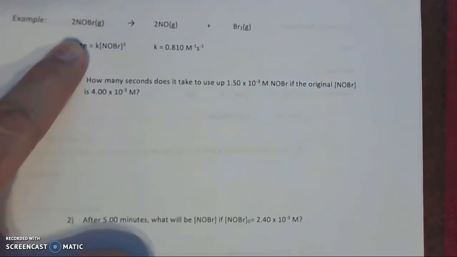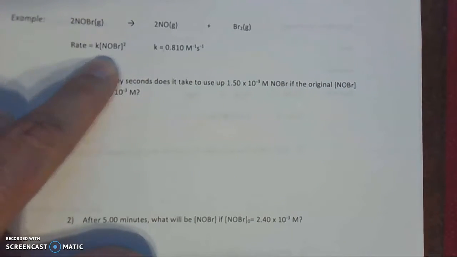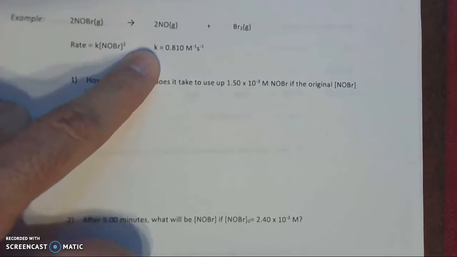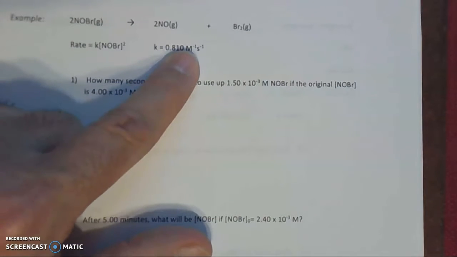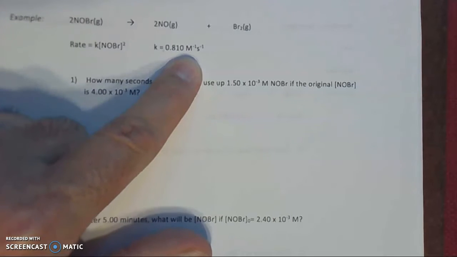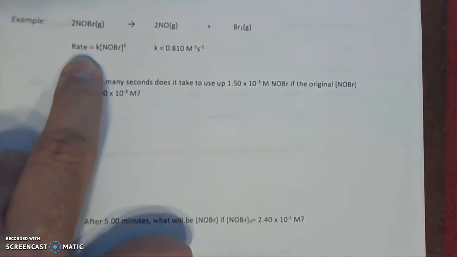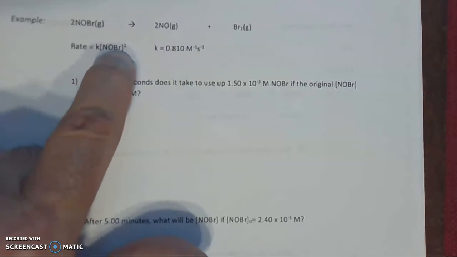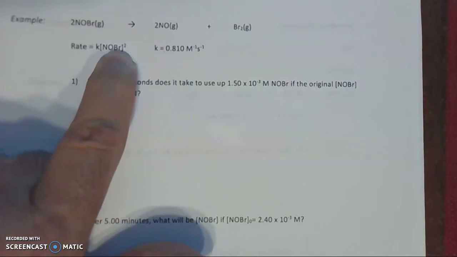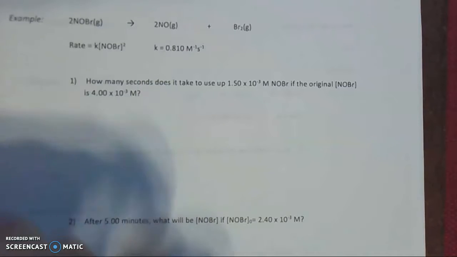Here we're given a rate equation, the rate law right here, and we're given a k value. If we look at the k value, it looks different from our first order. We still have seconds to the minus first, but now we have molar to the minus first. There's going to be a clue there coming up. We know that this is second order because of that little 2 exponent right there, which tells us that NOBr is to the second power.